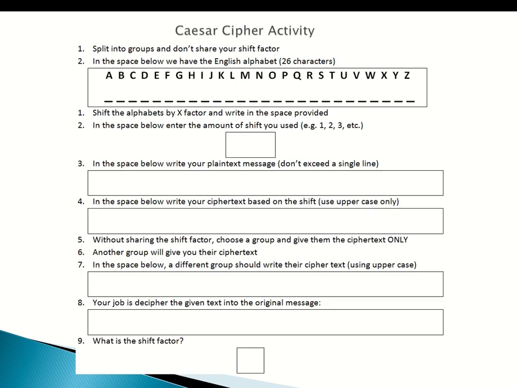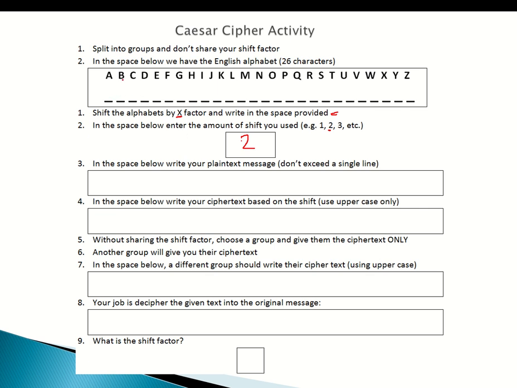Now you have an activity here. You need to do this activity. So just try to shift the alphabetic letters by X factor. You can choose X. Let's make X fixed. You can choose it 2, for example. Let's make X 2, or you can choose 3 or 4 or 5 and put the new order.